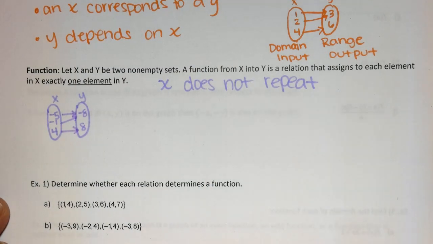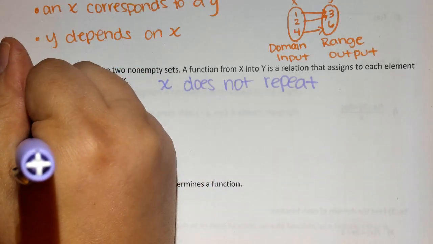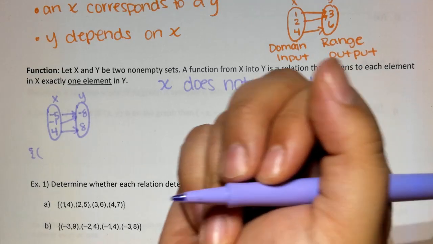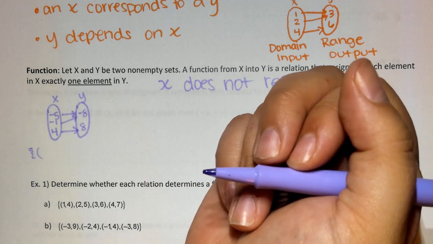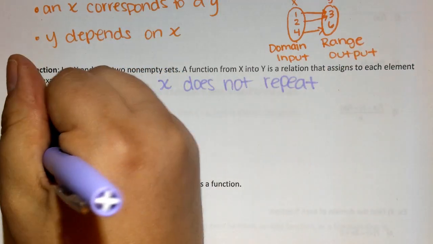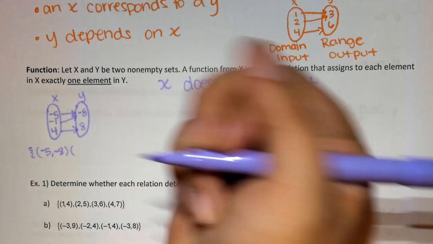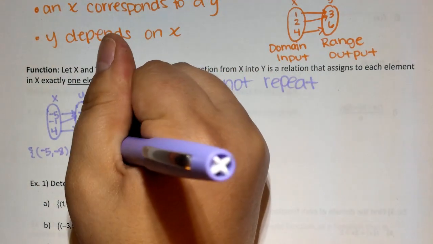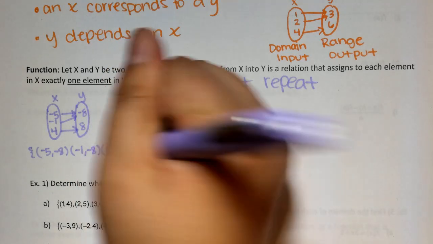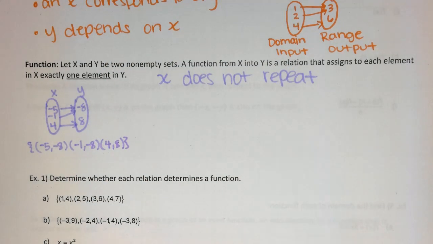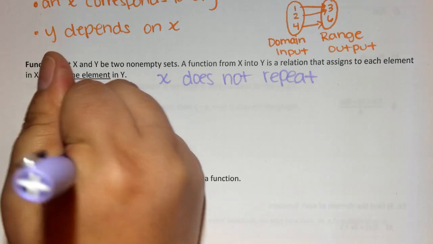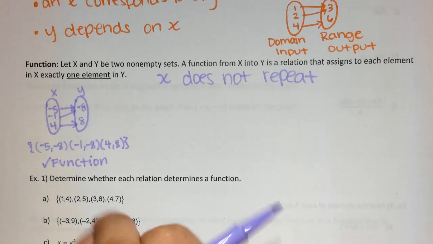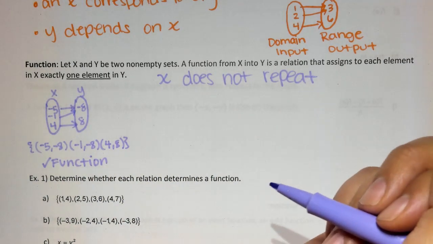what points did I just map right here? What point do we have? (-5, -8). What else? (-1, -8), and (4, 8). Is this a function? Yes. Even though the y repeats, that doesn't matter. A function is all about x. X does not repeat, you're good.